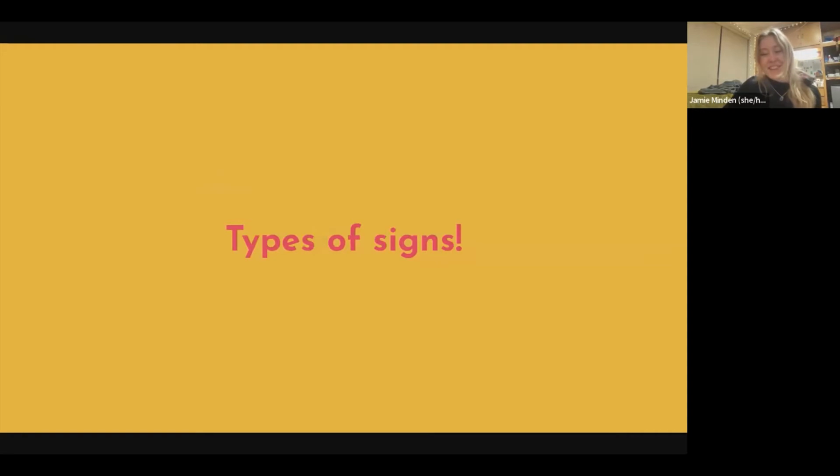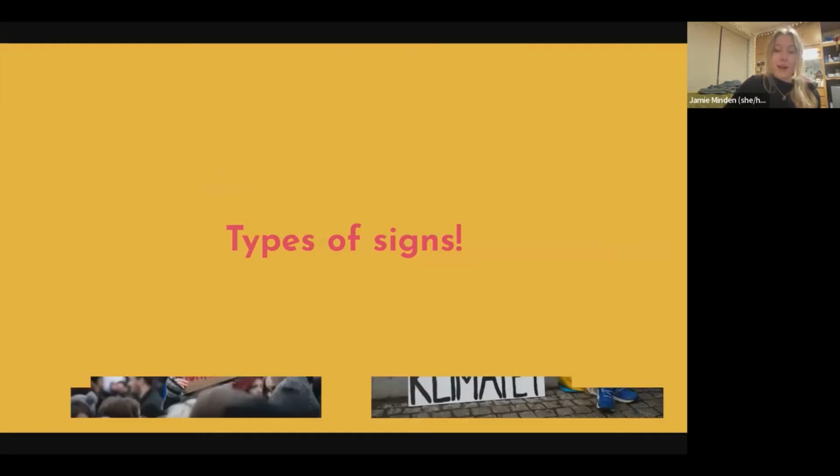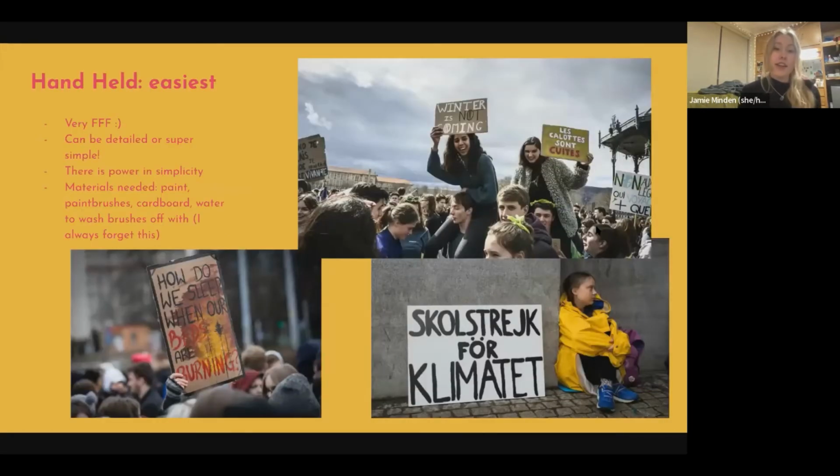Okay, now types of signs. For starters, the easiest stuff to make is handheld signs. Very Fridays for Future, very on brand. If you see the photo here of Greta, she was well known for having her handheld sign. These can be really detailed, as you see below with the How Do We Sleep When Our Beds Are Burning sign. They can be really gorgeous works of art, but there is power in simplicity, like Greta showed.